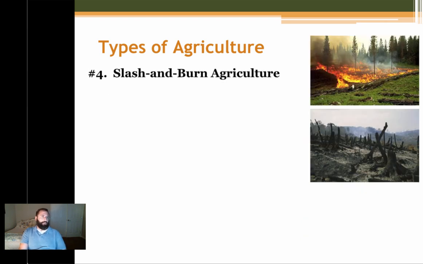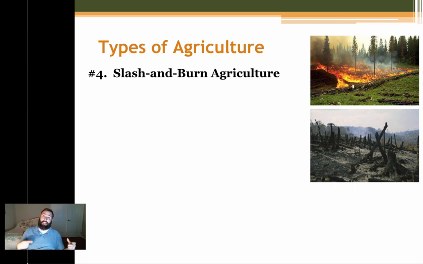Another type of agriculture is called slash and burn agriculture. We've talked before about the fertility of the soil in a rainforest, and it's usually pretty poor. The reason is that even though a rainforest is very highly biodiverse, all of those nutrients in the soil are readily taken up by all of those plants in the area. As a result, the soil is not very fertile. So how can you make it more fertile? If you kill everything and burn it.